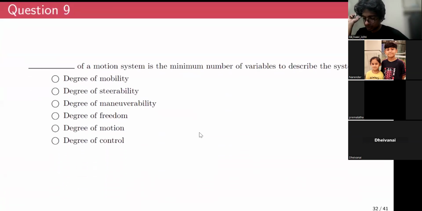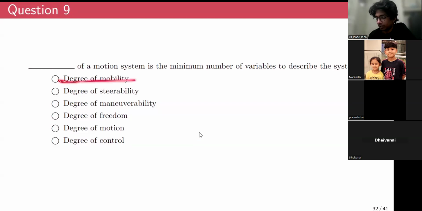Another similar question. It's asking the definition of either of these. So dash of a motion system is the minimum number of variables to describe a system. So the degree of freedom of a system is basically the count of the minimum number of variables needed to describe that system.